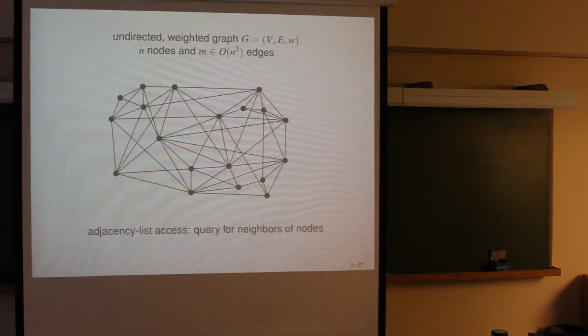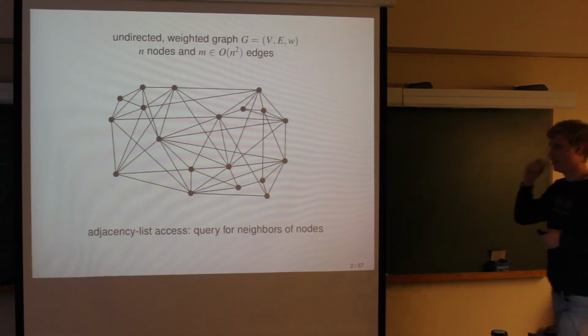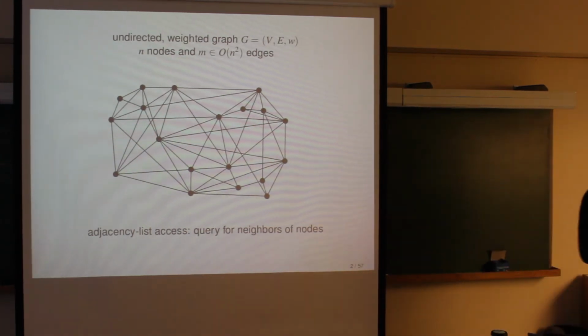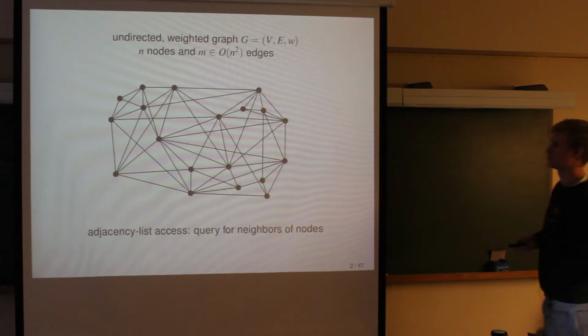So we'll assume adjacency list access. What does that mean? It means that we know the node list. You can just think about it as the integers from 1 to n. And from every node, we can ask, what are my neighbors, pretty much. So this is like a sparse access model to the graph.